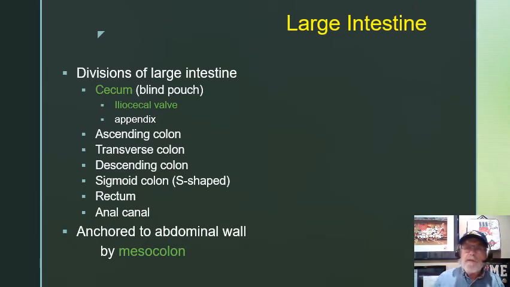And transverse means it's going from the right side to the left side. Finally, it gets to what's called the descending colon, which is going down to my left lower quadrant. Now what happens is I've made this big U-shaped area of the colon, okay? I'm getting down to my left lower quadrant.